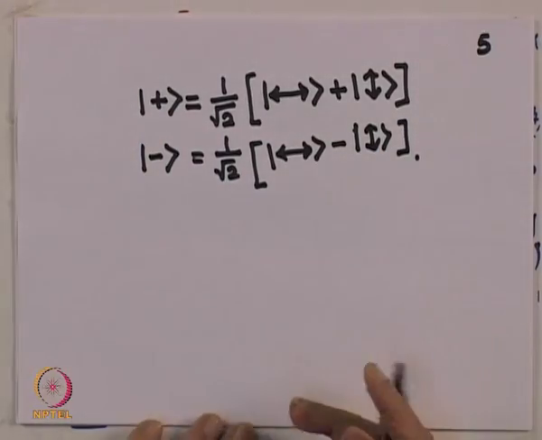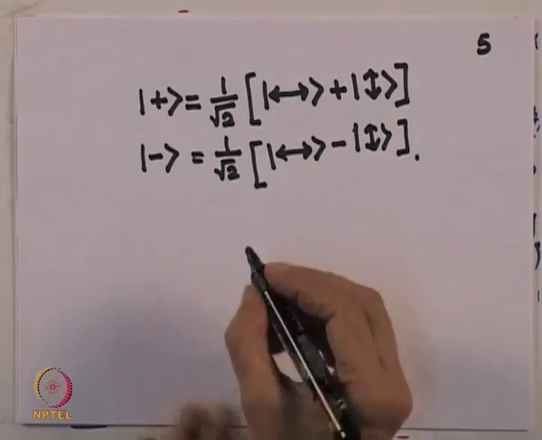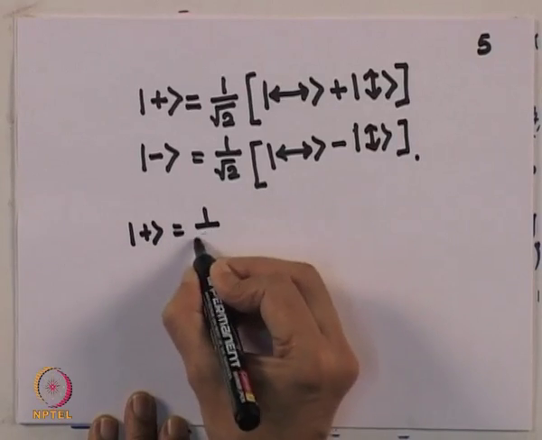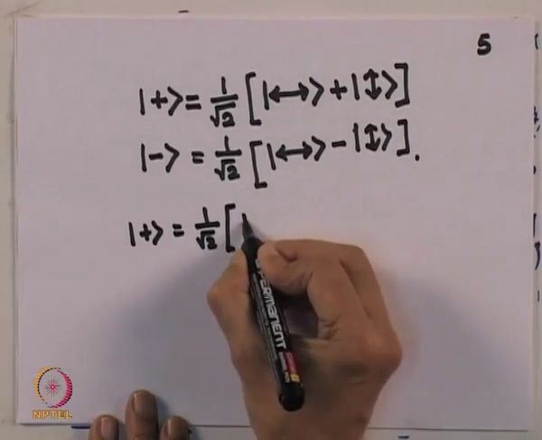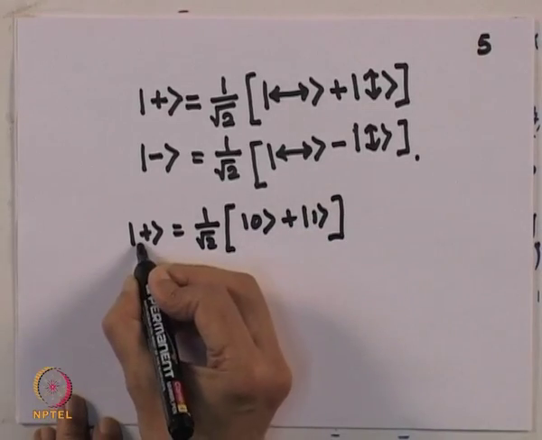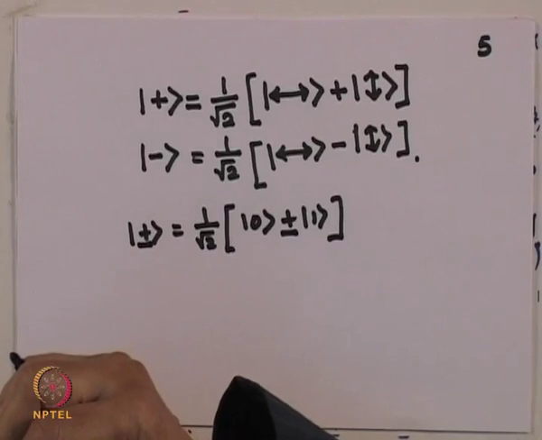This is not a very convenient notation to use in writing, so therefore we will be using that plus is equal to 1 over square root of 2 of 0 plus 1 and minus is 1 over square root of 2, 0 minus 1. So these are two possibilities.